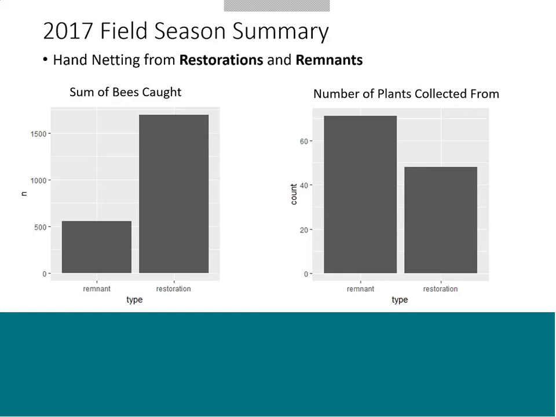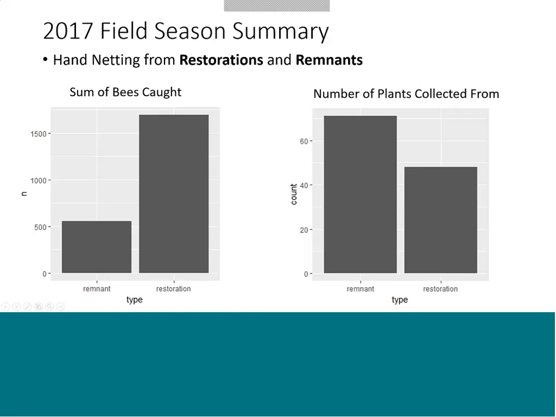Looking at restoration and remnant bee catches, the remnants really didn't have a lot of bees compared to the restorations, and that's depicted here on the left. In remnants, we only caught about 600 bees, but from the restorations, and these are only comparing the paired restorations, so 5 sites versus 5 sites, we caught almost 2,000. So this is a crazy difference between these two habitat types.